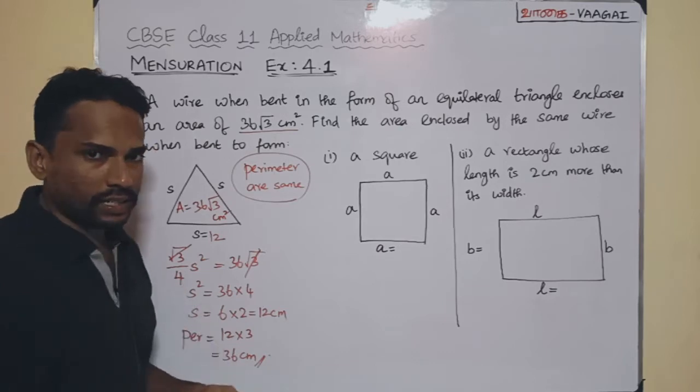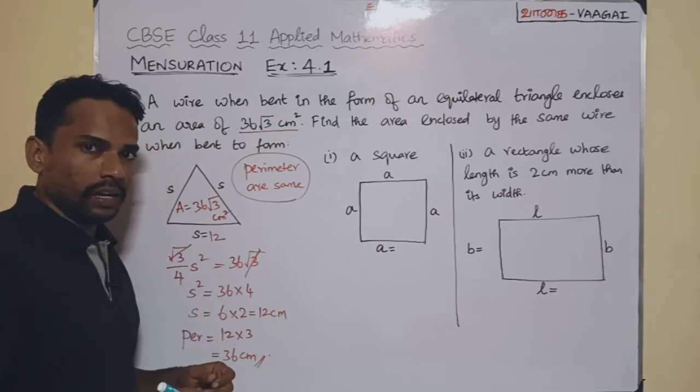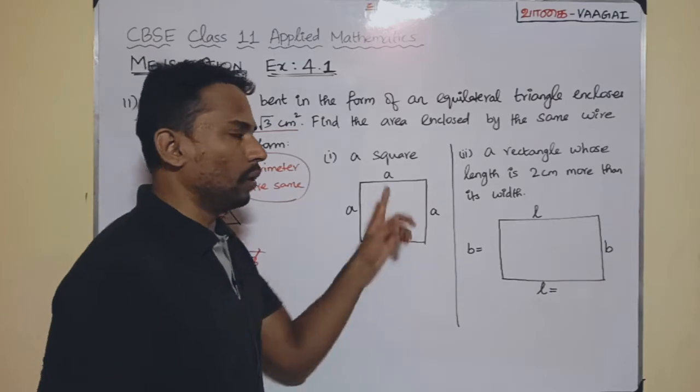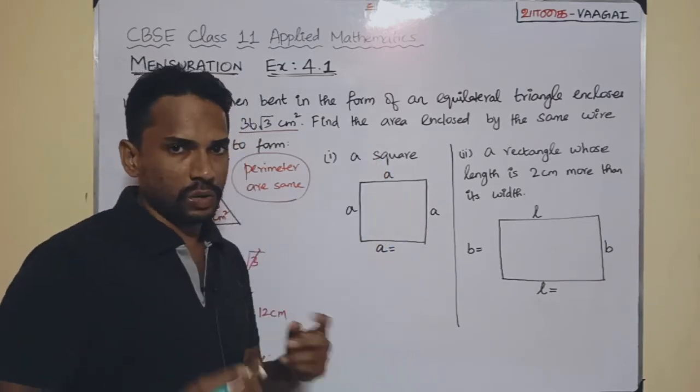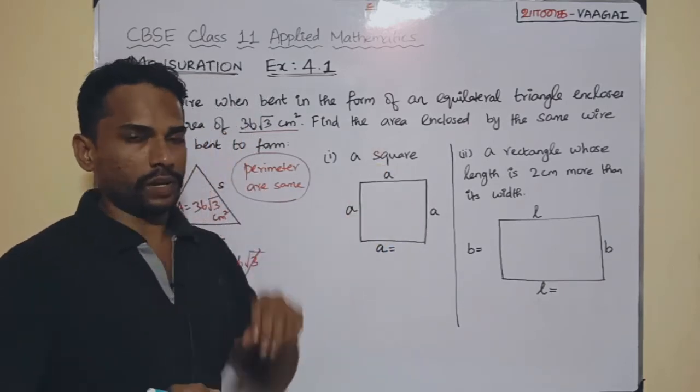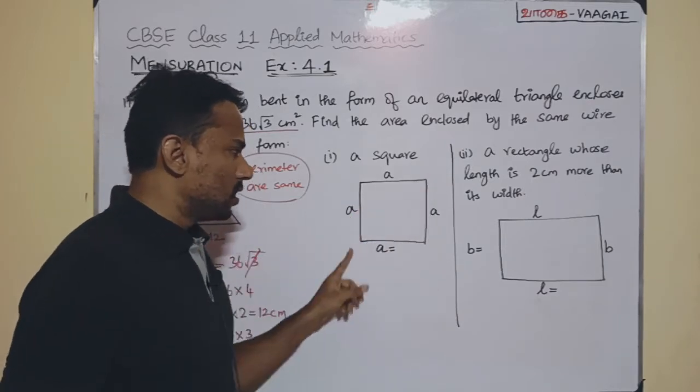Now what next? The same 36 centimeter length is going to transform into the first subdivision, the square. Let's see what happens when you make this a square. Now we are forming the shape of a square.